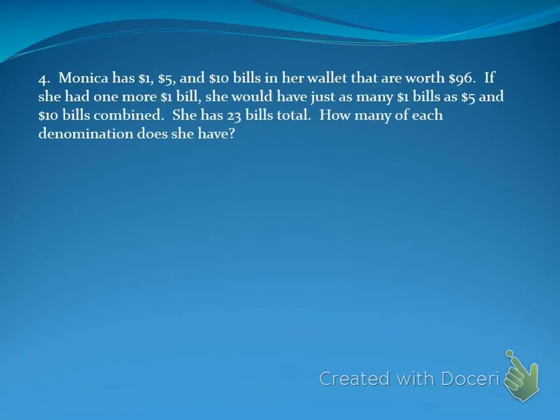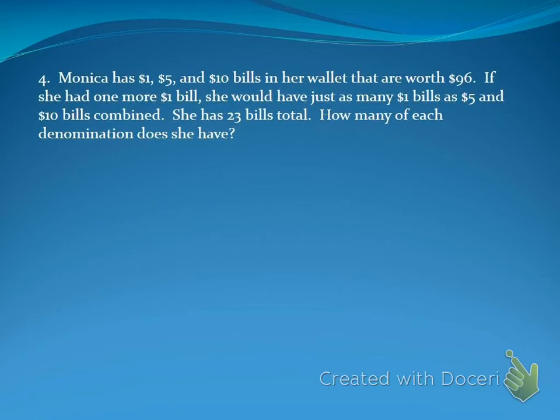Okay, let's take a look at the story problems and some examples of where we need 3 equations and 3 variables. Okay? Story problems, there's no additional trick to these, and unfortunately there's no process that I can give you that's going to work for every story problem. So all we can do is take a look at some examples, and hopefully you develop your own process. But I read through number 4. Monica has 1s, 5s, and 10s in her wallet that are worth $96. If she had one more $1 bill, she'd have just as many 1s as she does 5s and 10s. And she has 23 total bills. Question: how many of each denomination does she have?